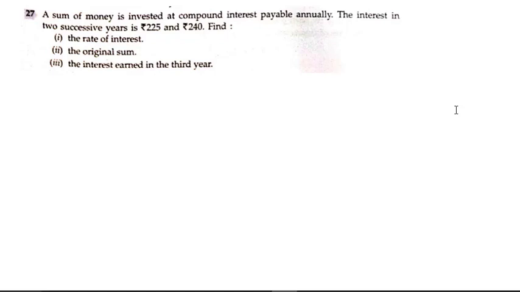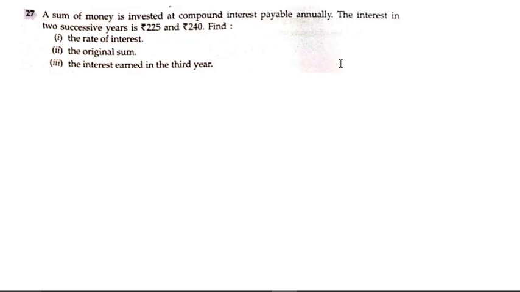Question number 27. A sum of money is invested at a compound interest payable annually. The interest in two successive years is rupees 225 and rupees 240. Find the rate of interest, the original sum, and interest earned in the third year.